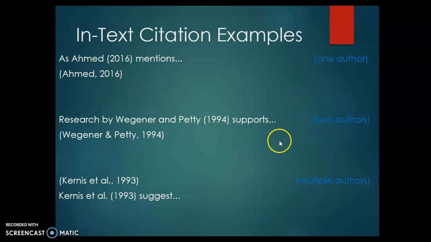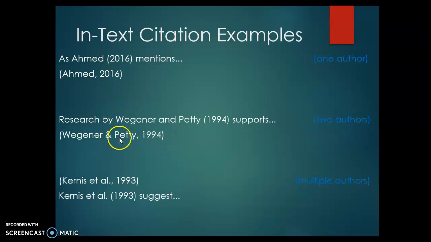But then if you look here with two authors, if you were to make an attribution by using the authors' last names at the beginning of a sentence, you would say research by Wegner and Petty, 1994, supports the idea that blah, blah, blah. And if you were using, conversely, an in-text citation at the end of the sentence, instead of at the beginning like this, it would be Wegner, ampersand, Petty, comma, year.